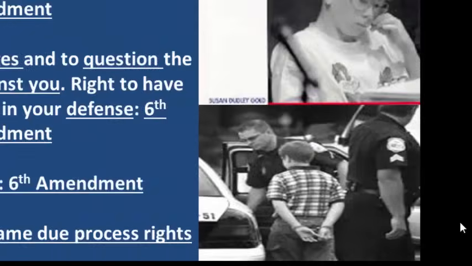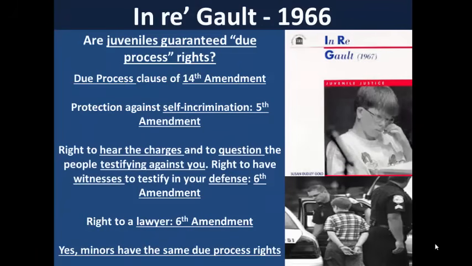Now, rules for juveniles accused of crimes can be different from those of adults. Gault's parents were not told that their son had been arrested and were not allowed to attend the hearings in which a judge sentenced the youth to 6 years in a detention center, as this was not his first offense. 6 years for making a prank phone call. Now, during these hearings, Gault was never given a lawyer or was never allowed to present a defense.